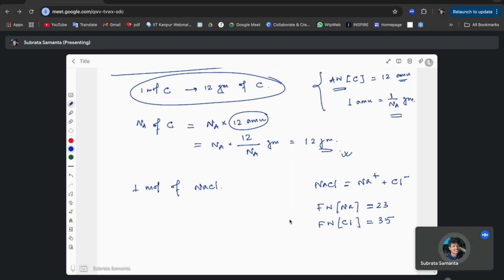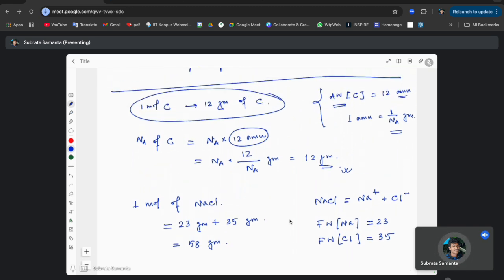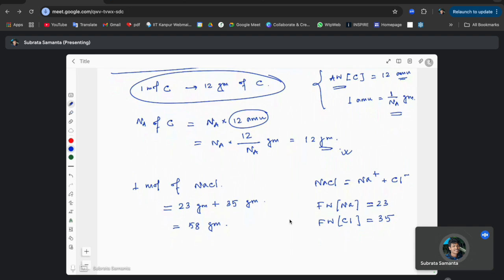So therefore 1 mole of NaCl is, now 23 is the formula weight, so 23 gram plus 35 gram, right? So total 58. When you consider carbon, you have to consider the atomic weight of the carbons, but in case of a compound, let's say NaCl, we first compute the formula weight and then translate into a mole. So 1 mole of NaCl is 58 gram.